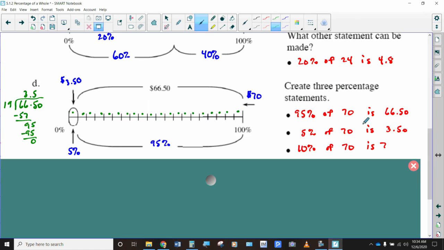Okay, so we know the total has to be 70 in all of these statements. So how do you want to break those statements apart? Well, we know 95% of 70 is 66.50. That's what we've got shown right here. So we know that the 5% has to be 3.50, and then choose any other percent you want. You didn't have to necessarily say 10% was 7. You could have said 50% was $35 if you wanted to. You could have said anything. I just chose a relatively simple one. 10% of 70 is 7.